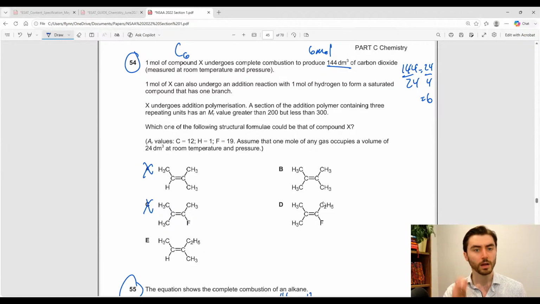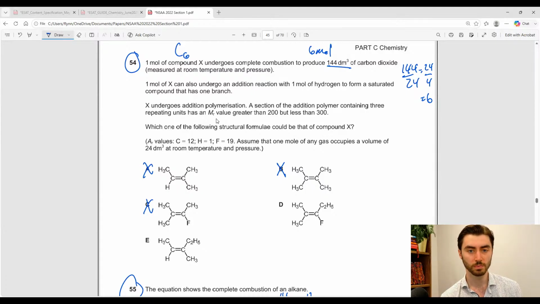Okay. 1 mole of X can also undergo an addition reaction with 1 mole of hydrogen to form a saturated compound that has 1 branch. If hydrogens went on there, that would have 1 branch. Hydrogens went there, that would have 2 branches. Hydrogens went there, 1 branch.